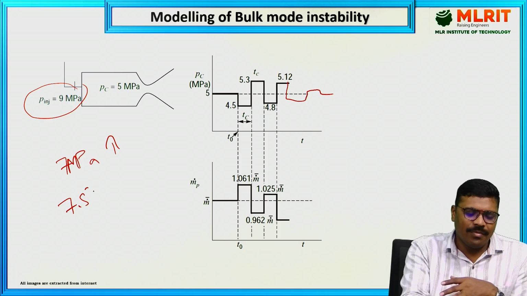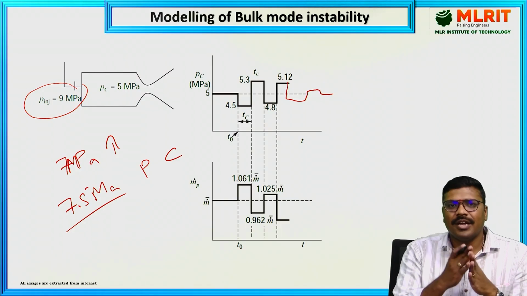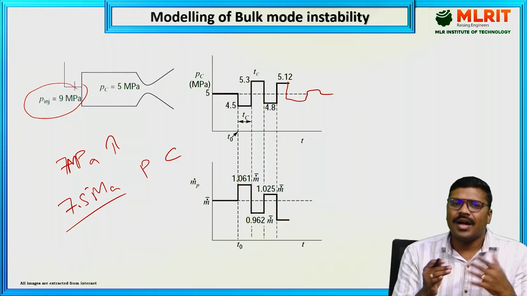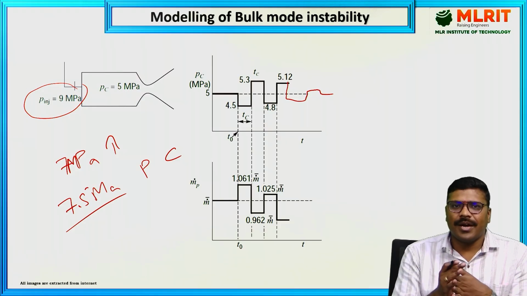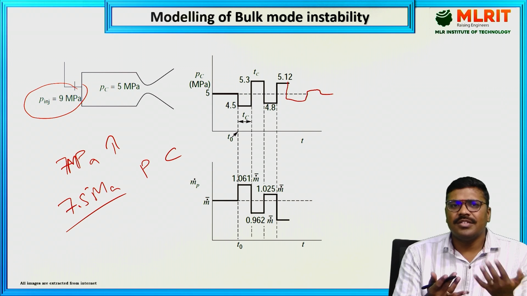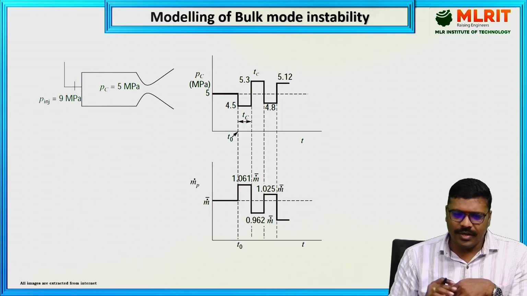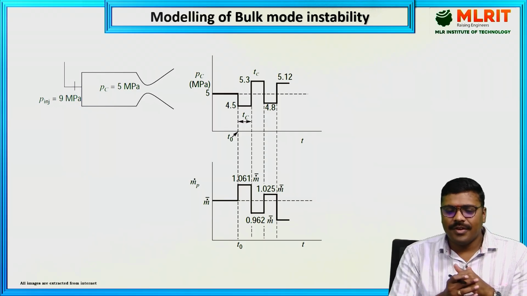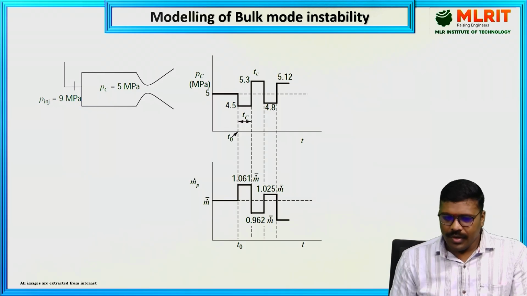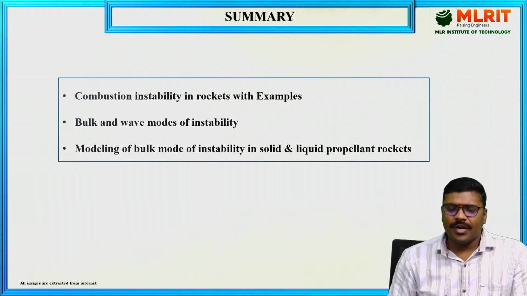If you maintain 7.5 megapascal, then the pressure fluctuation will be constant. It will continue, and the engine fails at some point. The performance of the engine may decrease. The engine will go for underperformance. So this is about bulk mode of instability in liquid and solid propellant rocket motors.